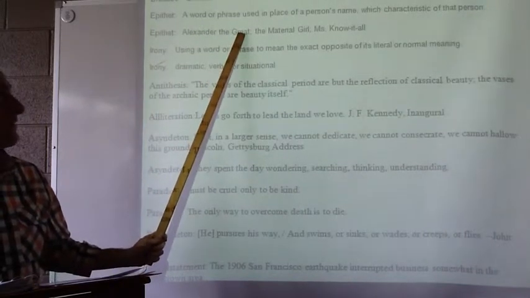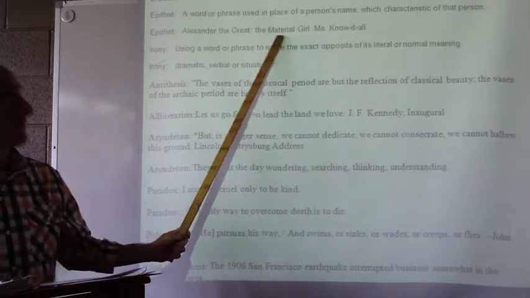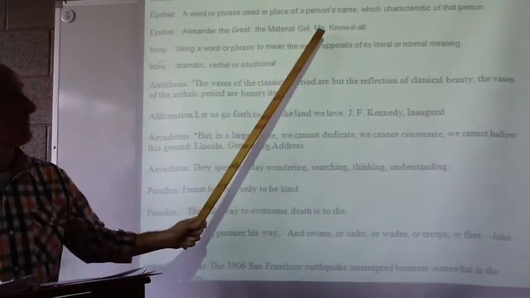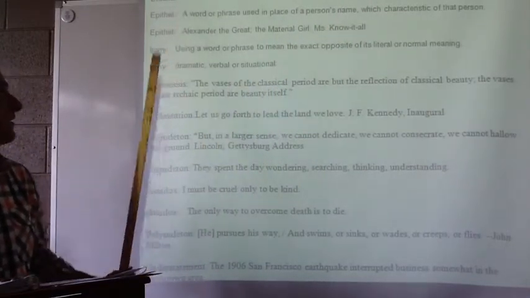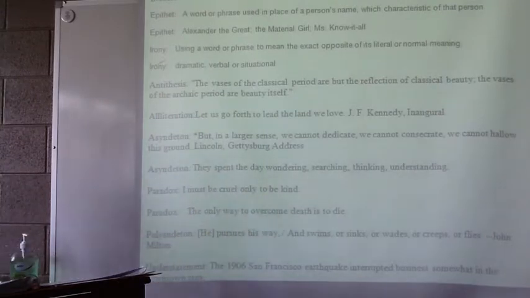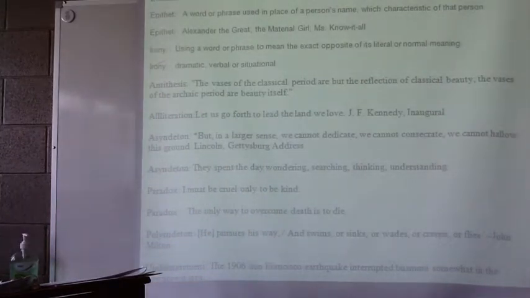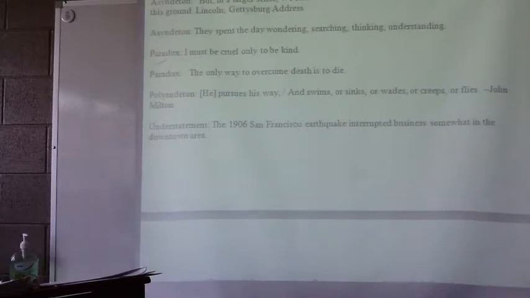A nickname that expresses someone's qualities, like Alexander the Great. We know he's great. Madonna, material girl. She's very materialistic. Ms. Know-It-All. We see her qualities through that name. So those are epithets. Let's see if there's something else on here that you need to know.